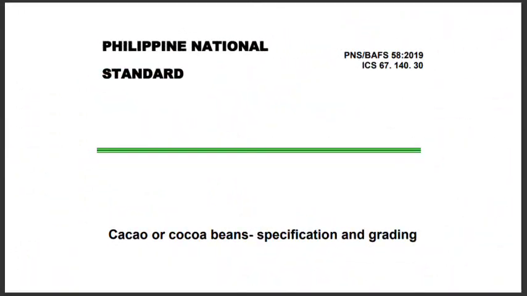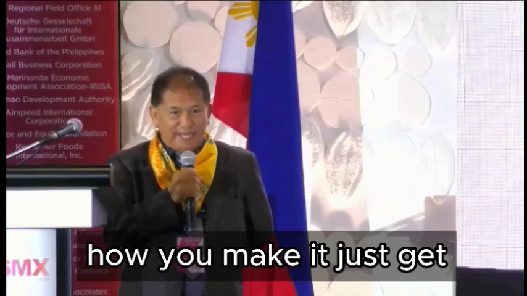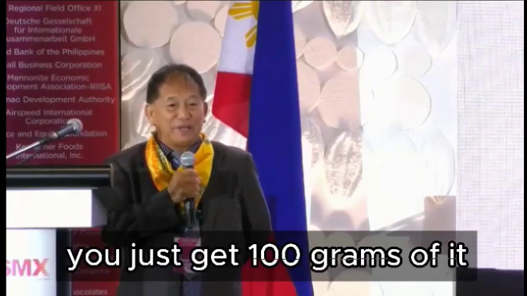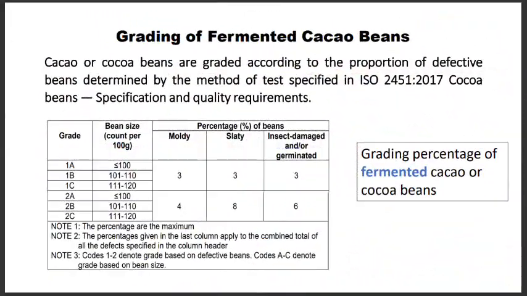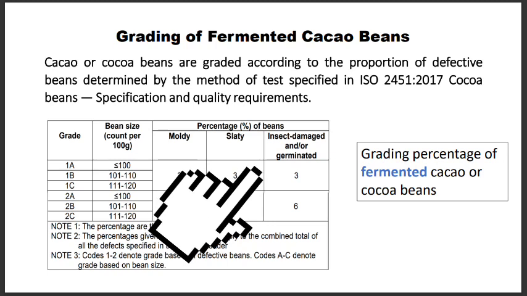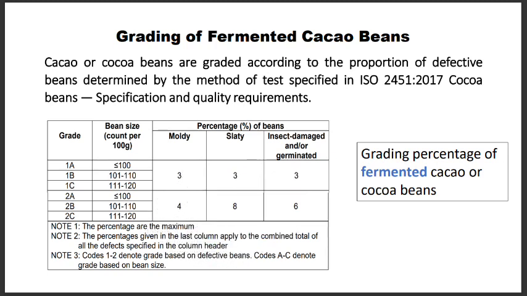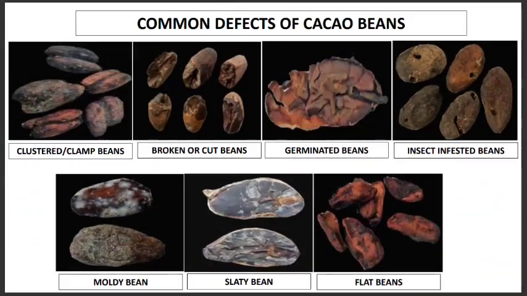There's a Philippine national standard for cacao or cocoa beans. You can download this one to study further how you make it. You just get 100 grams of it. So defective beans. Ito mayroong certain 100 grams, and there are different kinds of defects in here. The moldy, slaty, insect damage, or germinated. Samples of these are yan.